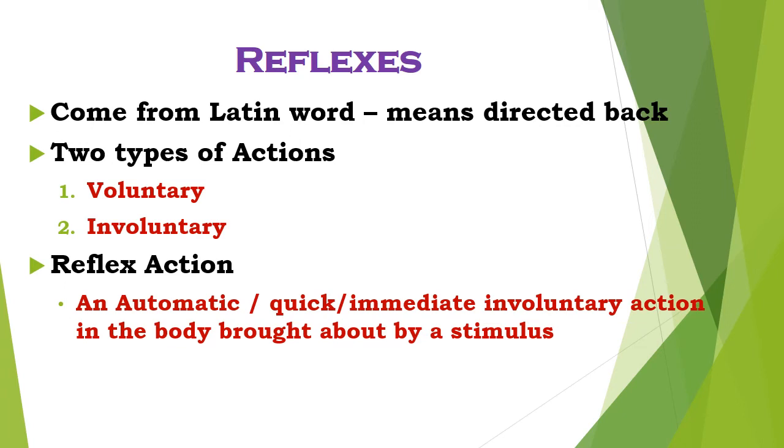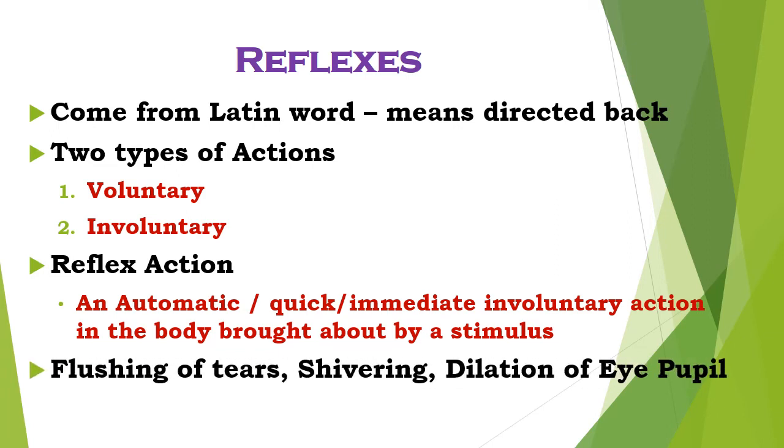How can you define it? It is an automatic, quick, immediate involuntary action in the body which is brought about by a stimulus unknowingly. It is a quick response. For example, flushing of tears to wash out particles when they enter your eye, shivering when it is too cold, sweating when it is too hot, dilation of the pupil when you enter a dark room. Correct? All these are examples of reflex action. On page number 131 of your textbook, you can see table 10.2, difference between reflexes and voluntary actions.